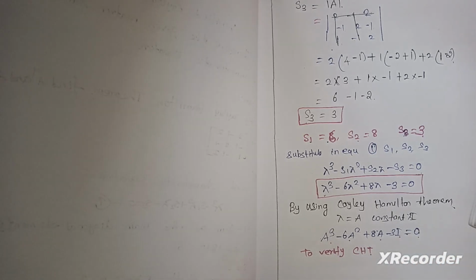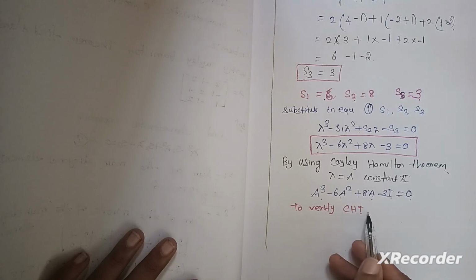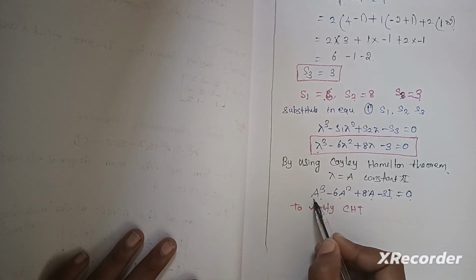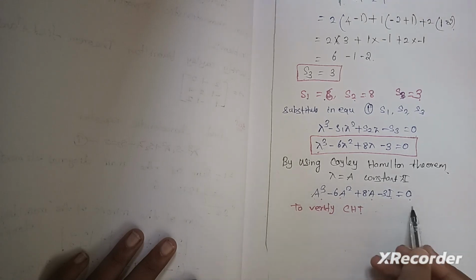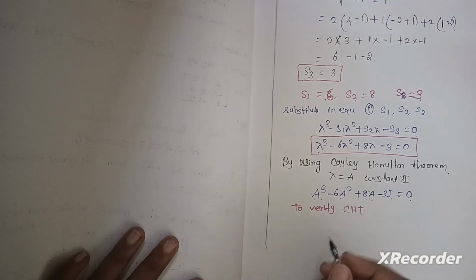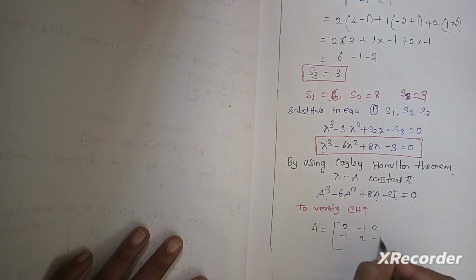So first we have to find A cube. To verify the Cayley-Hamilton theorem, we substitute A cube, A squared, A and the identity matrix I, and get 0 equal to 0. Left hand side equals right hand side equal to 0. We have to prove this. We know that A equal to 2 minus 1 1, minus 1 2 minus 1, 1 minus 1 2.